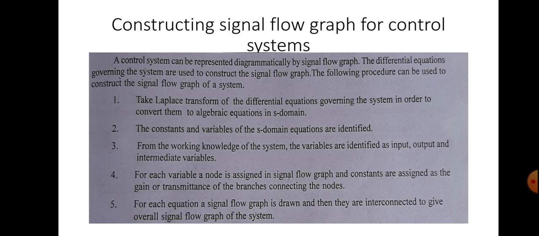So we can construct a signal flow graph of control systems from the differential equations. The steps are similar to those in block diagram construction. Instead of drawing the block diagram, we are drawing the signal flow graph, and first of all we have to identify input, output and constants. By using the input, output and constants, we can draw the signal flow graph, and we can combine all the signal flow graphs in order to get the signal flow graph of the overall system.